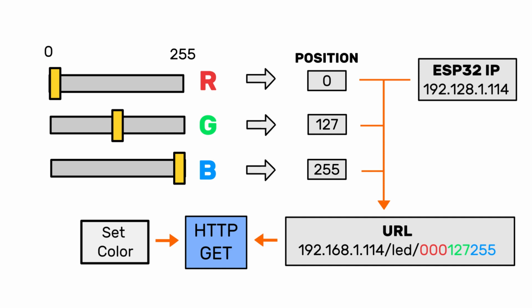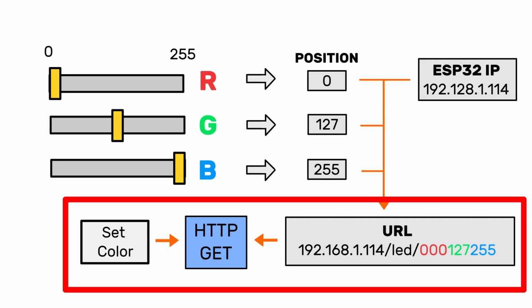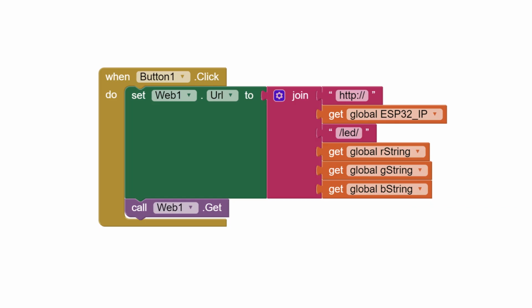All that's left is to set up the web connectivity and instruct the app to perform the GET request when the Set Color button is pressed. We can use the click event to check when the Set Color button is clicked, and we'll create a URL property by joining R string, G string, B string, and the IP address like so. Finally, we'll use the web.get method, which uses the URL property to perform an HTTP GET.